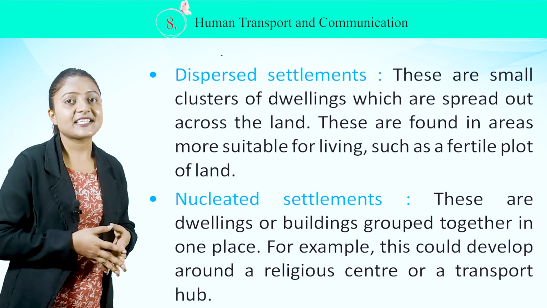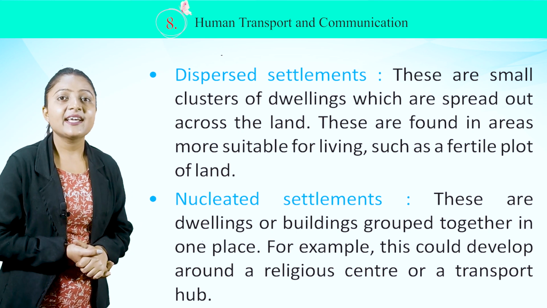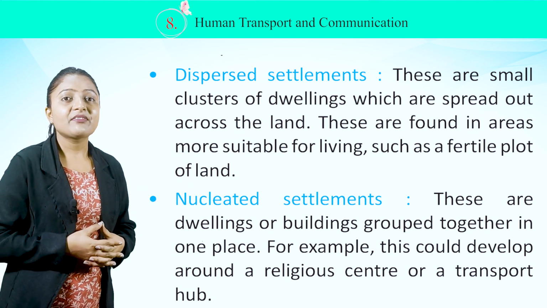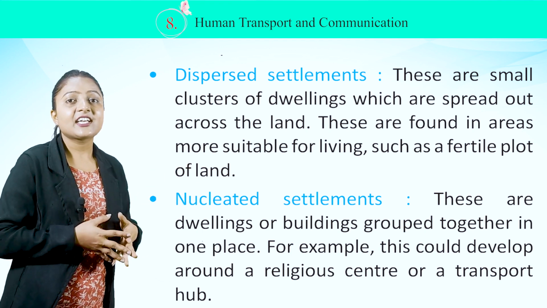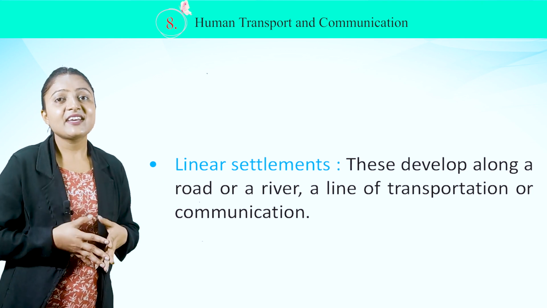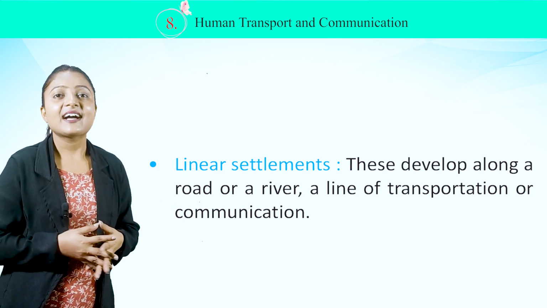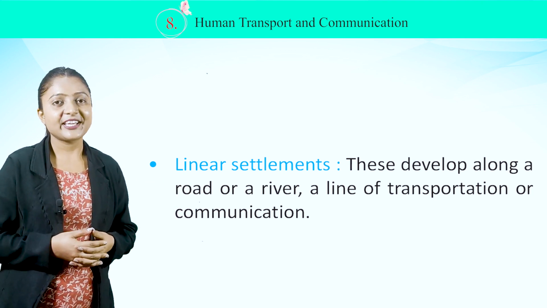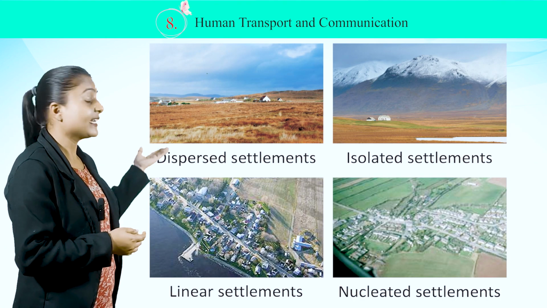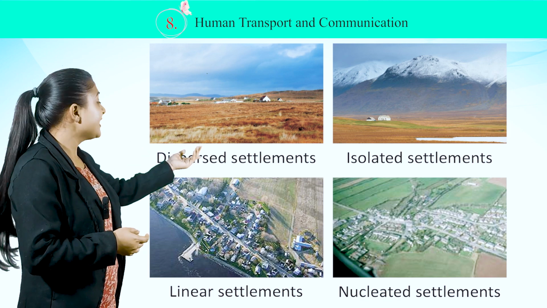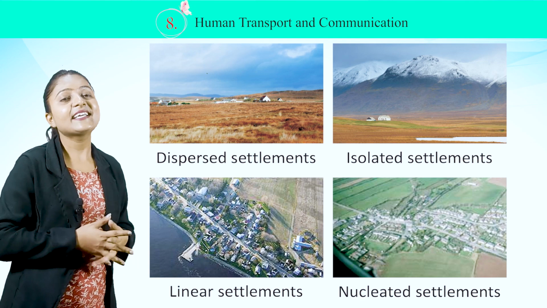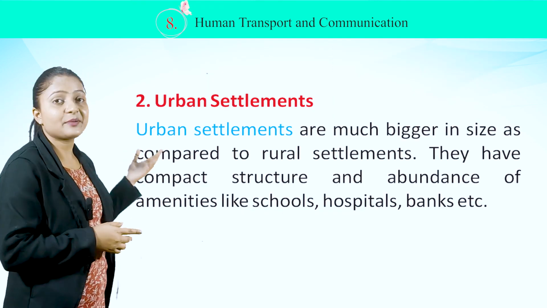Nucleated settlements. These are dwellings or buildings grouped together in one place. For example, this could develop around a religious center or a transport hub. Linear settlement. These develop along a road or a river, a line of transportation or communication. In this picture, you can see different types of settlements. Dispersed settlement, isolated settlements, linear settlements, and nucleated settlements. Urban settlements.